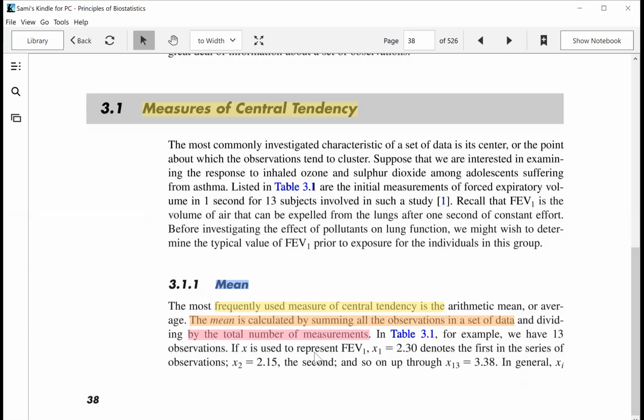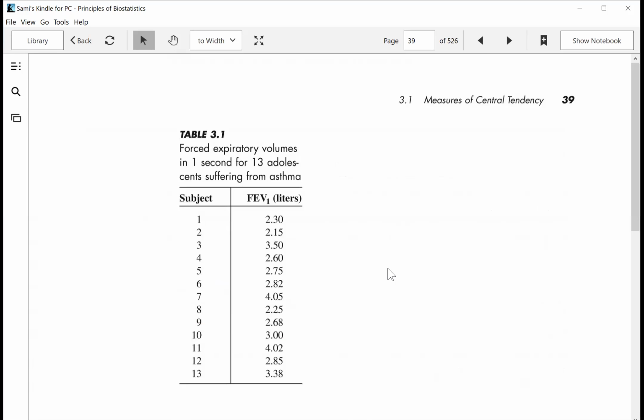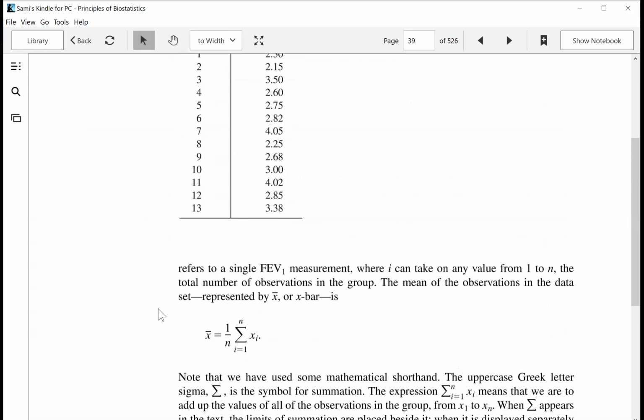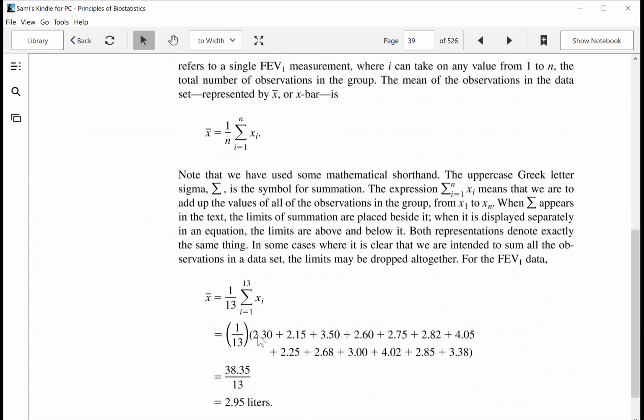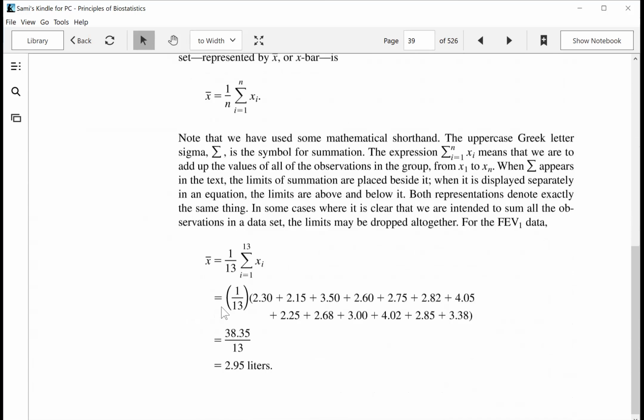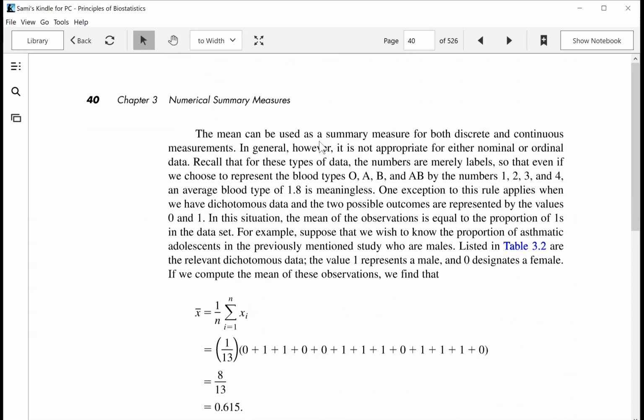If x is used to represent FEV1, x1 equals 2.30 denotes the first observation, x2 equals 2.15, and so on through x13 equals 3.38, where each refers to a single FEV1 measurement. Then x-bar, or the mean, equals 1 divided by n times the sum of the x values. So you add all of those observations, divide by the number of them, and you get the result of the mean.